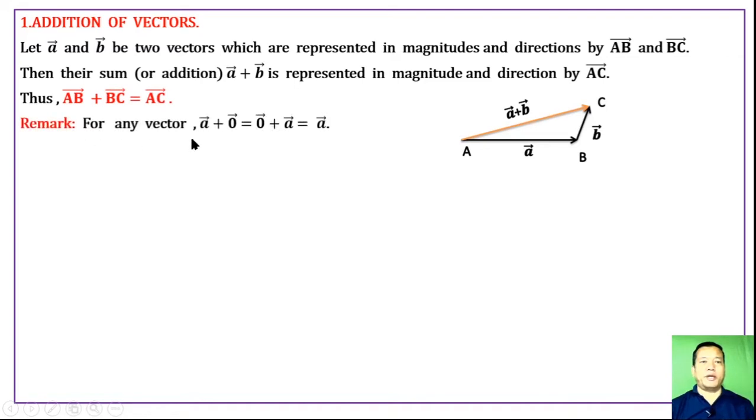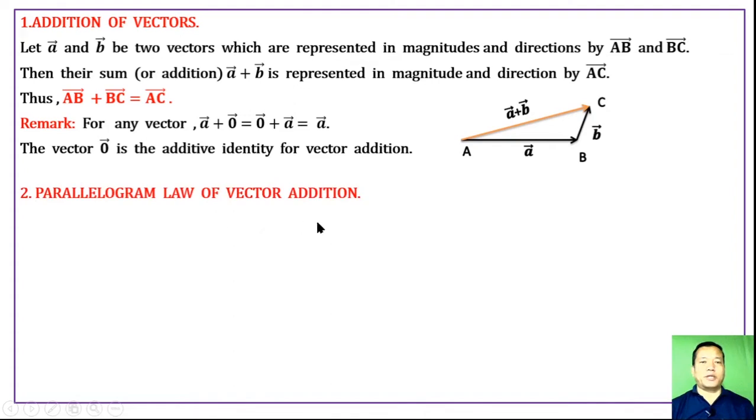Remark: for any vector A vector plus 0 vector equal to 0 vector plus A vector equal to A vector. Adding the 0 vector to any vector always gives the same vector. The vector 0 is the additive identity for vector addition.